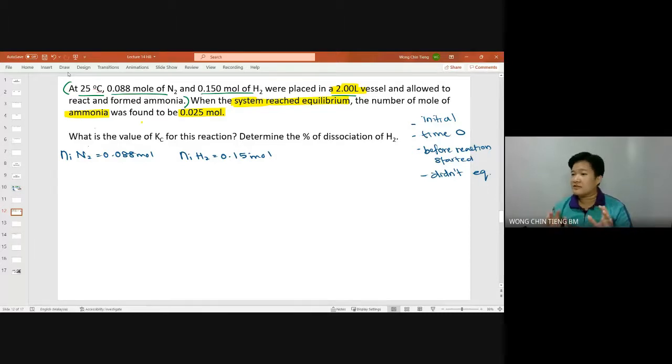See the difference of the sentence? Okay. Therefore, right now, when you label your ammonia given, this ammonia given right now will be in number of mole at equilibrium. Nampak beza?